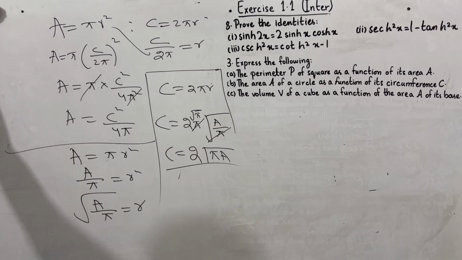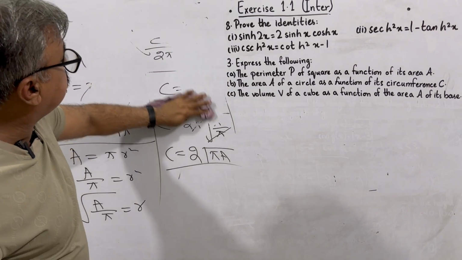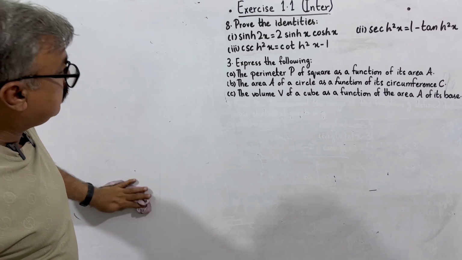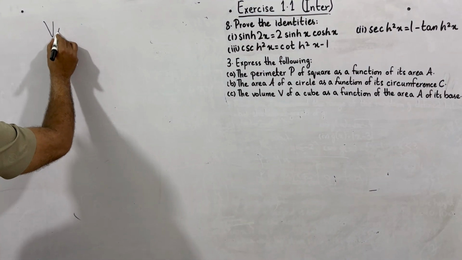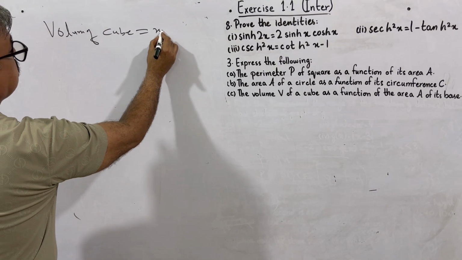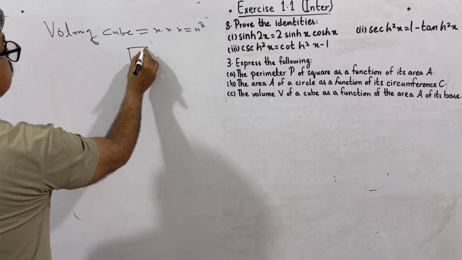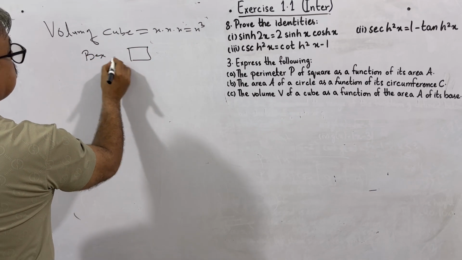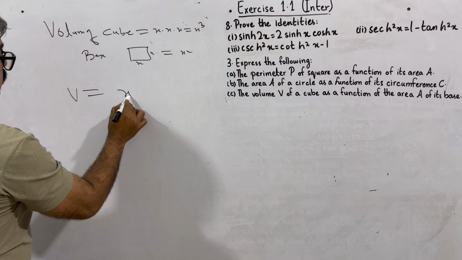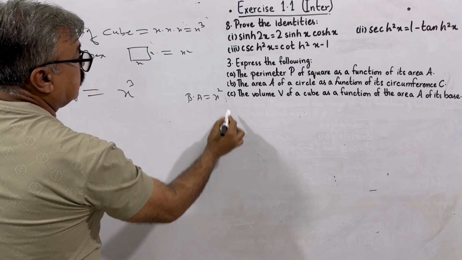Final question: the volume V of a cube as a function of its base area. It's also cool. Volume of a cube we are familiar with: x times x times x means x cube. While the area of the base is x square. Now volume is going to be x cube, and base area is going to be x square.